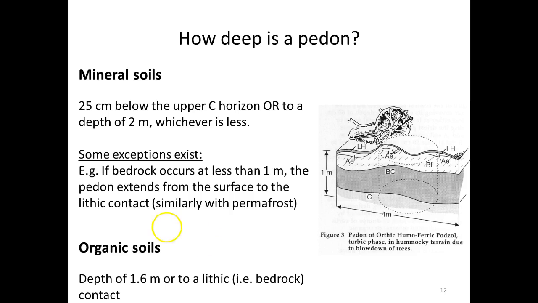Now, how deep do you go? Generally, in a mineral soil, you'll go 25 centimeters below the upper C horizon, or to a depth of 2 meters, whichever is less. For the purposes of our class, at times we just need to dig as deep as is feasible. We don't always have the time to dig a perfect soil pedon. There are some exceptions. If you hit bedrock, you're of course not going to dig into the bedrock. Organic soils are a different story, and we'll get into more detail about that in a coming lab in a few weeks.